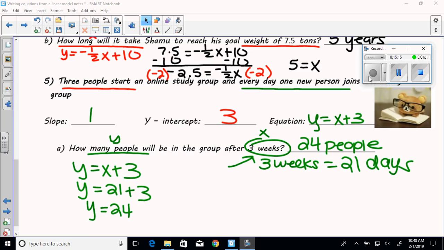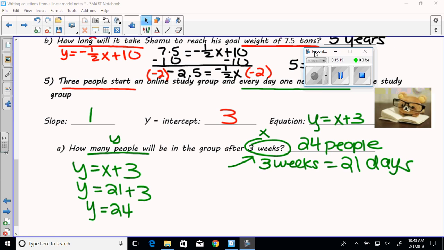So at the end of 3 weeks, you will have 24 people. All right, and that is it.